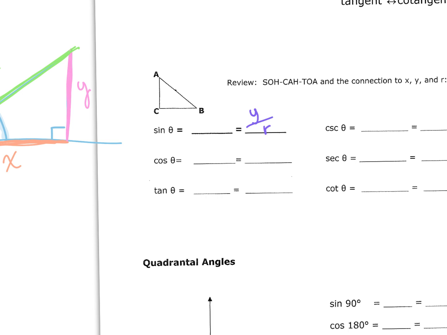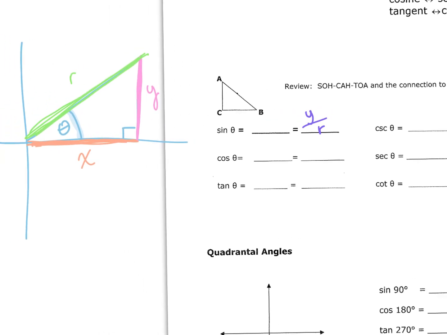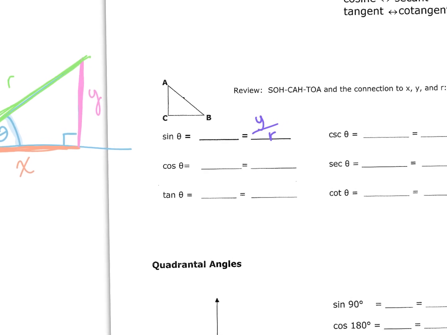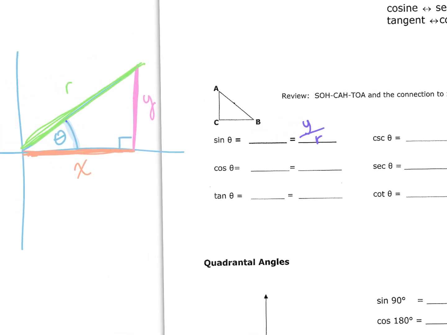Okay. What about cosine? Chris, what do you think? Tell me what it is using SOHCAHTOA. It would be adjacent over hypotenuse. Okay, so now looking at this triangle, what's adjacent? What are we calling that side? X, okay, and the hypotenuse we're calling r. So cosine, you need to memorize as the ratio x over r.